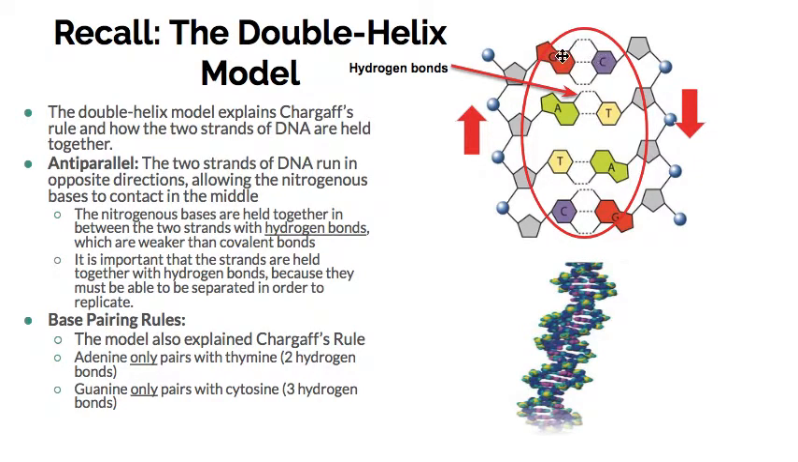The nitrogenous bases are held together with hydrogen bonds here in the middle. It's important that those are hydrogen bonds because they are relatively strong, but also fairly easy to break, which we have to be able to do in order to replicate our DNA. And then we also remember our base pairing rules: adenine will only pair with thymine, as seen here, and guanine will only pair with cytosine, as seen here.